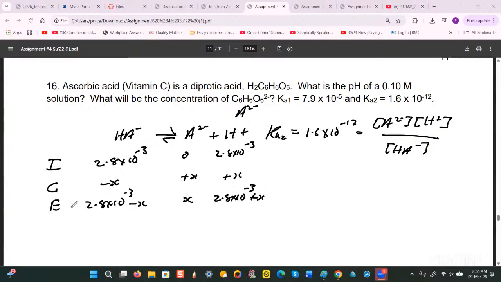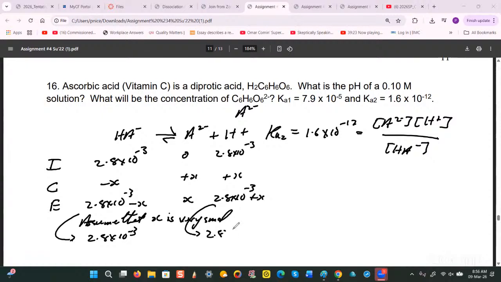And before we even do that, let me just say that, as I said before, the second dissociation would even be weaker than the first dissociation. So what that means is that we can assume that X is very small. That means that X would be approximately 0 compared to 2.8 times 10 to the minus 3. So basically we can reduce this to 2.8 times 10 to the minus 3. We can reduce this to 2.8 times 10 to the minus 3.